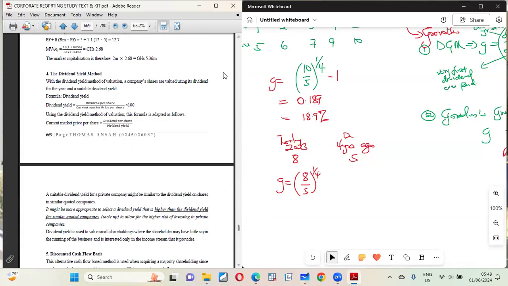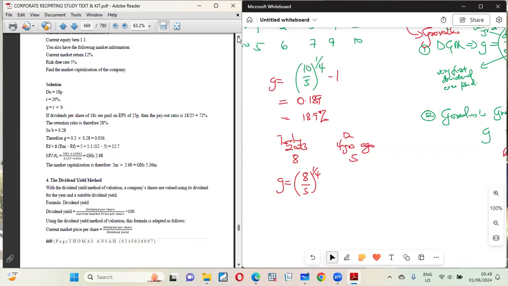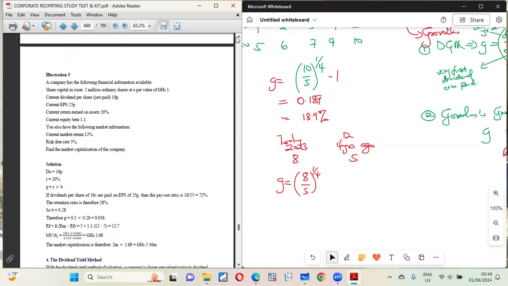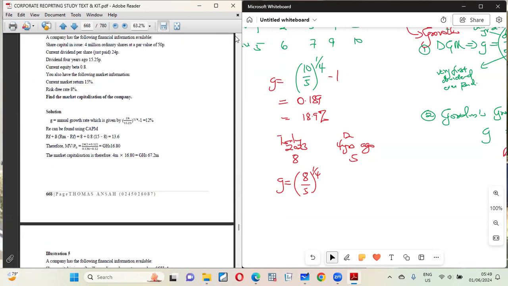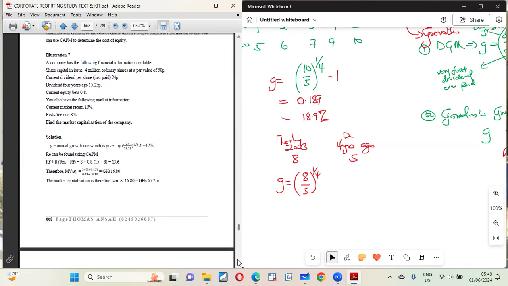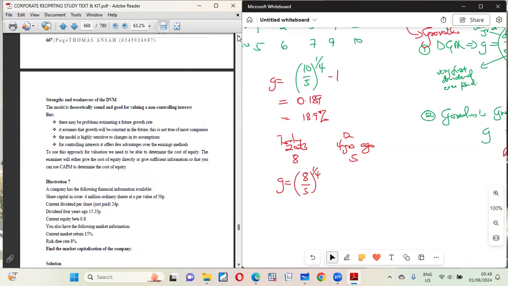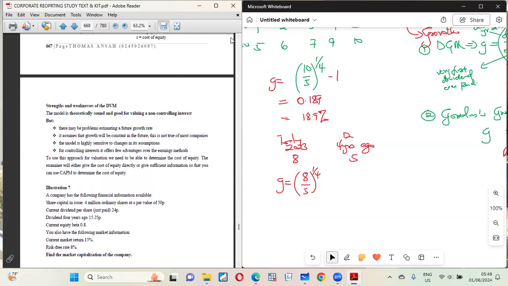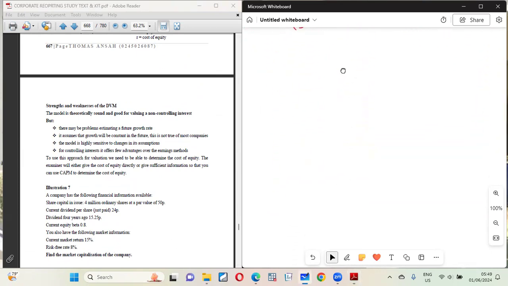Now, look at these two illustrations, illustration 7 here and illustration 8 downward. We've been asked to value the market capitalization. That is another name for the value of a company or the worth of a company. And we have been given the following.